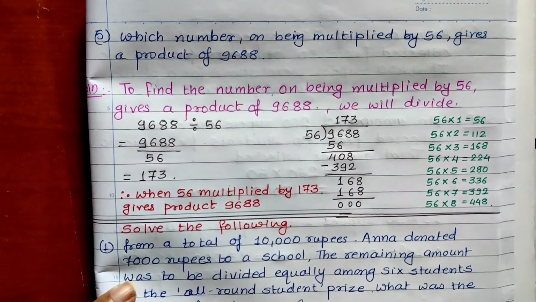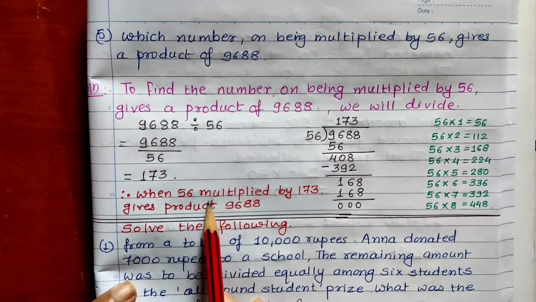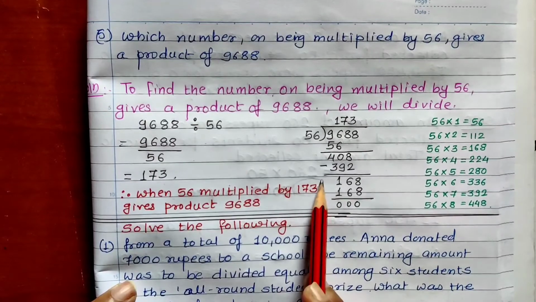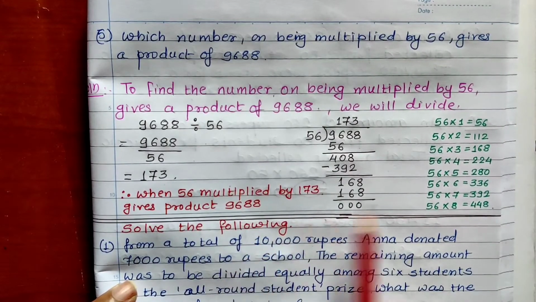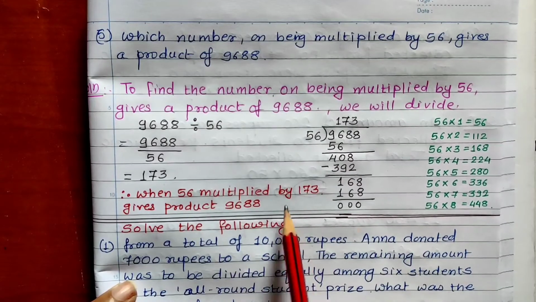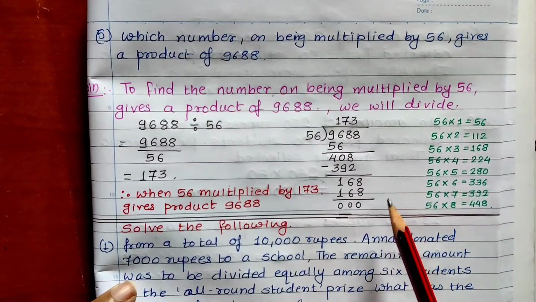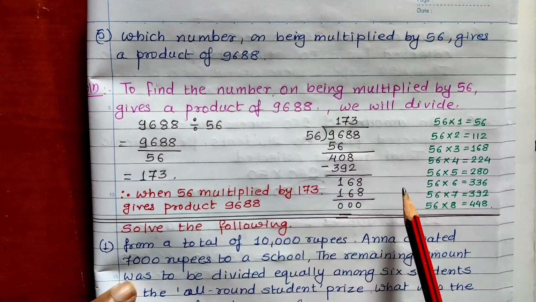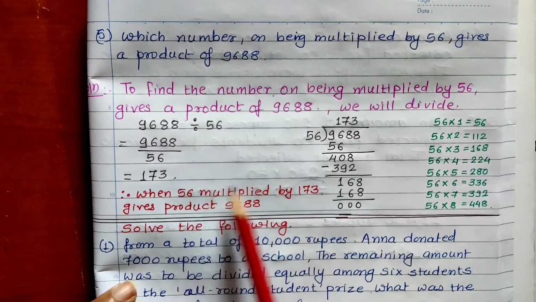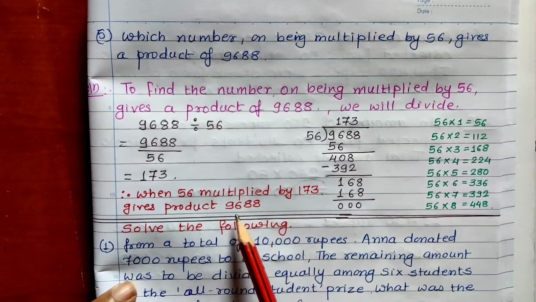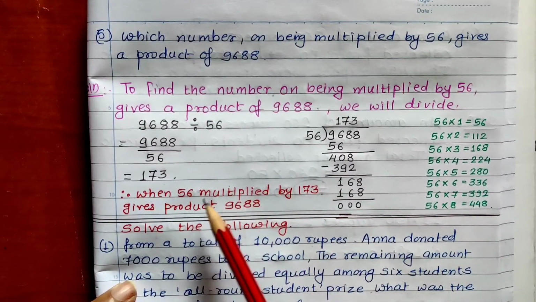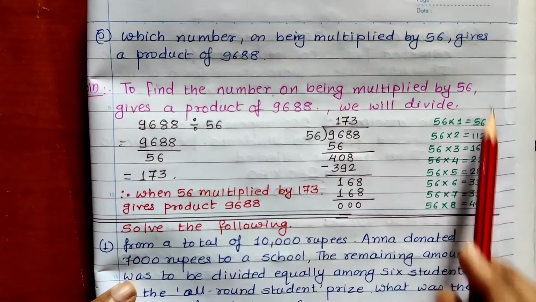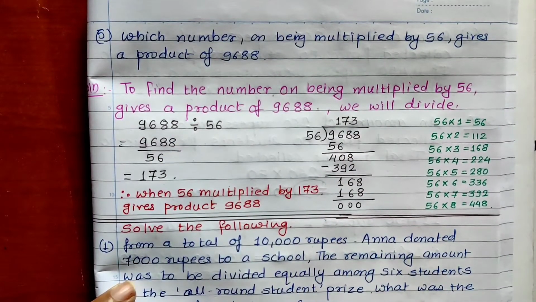And then we have to write the answer statement. When 56 is multiplied by 173, it gives the product 9688. In this way we have to solve the sum. If you want, you can check whether your answer is correct or not. What we have to do for that? You have to multiply 56 and 173 and check whether the answer is 9688 or not. So you can check in that way. If you want, you can take a screenshot of this sum and then try on your own.